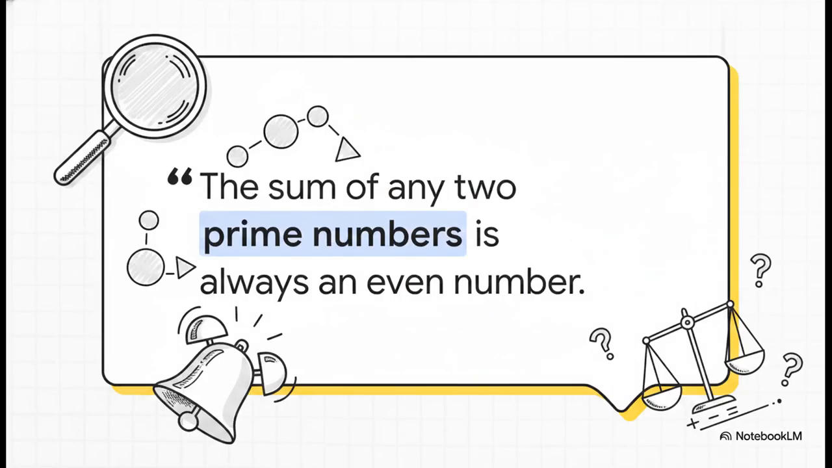Let's tackle one last challenge today, this one from question 18. It throws out this super bold statement. The sum of any 2 prime numbers is always an even number. Now, as a math detective, whenever you hear a sweeping statement with the word always, your alarm bells should be ringing loudly. We need to prove or disprove this.